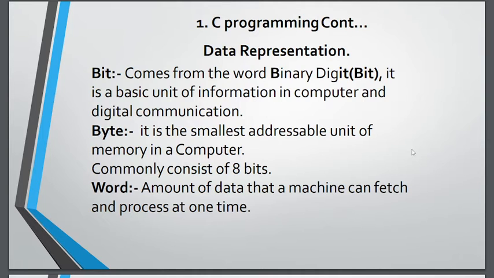So let's talk about data representation in computers. We have bits, bytes, and word. So what is a bit? A bit comes from the words binary digit. It is simply a basic unit of information in computer and digital communication. A byte is the smallest addressable unit of memory in a computer, commonly consisting of 8 bits. What is a word? A word is an amount of data that a machine can fetch and process at one time.